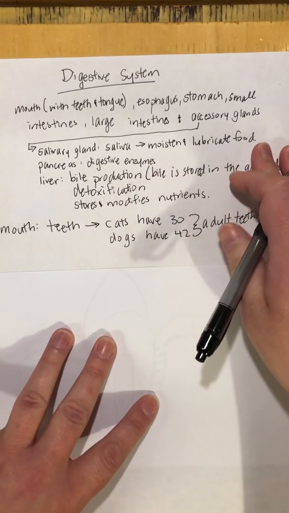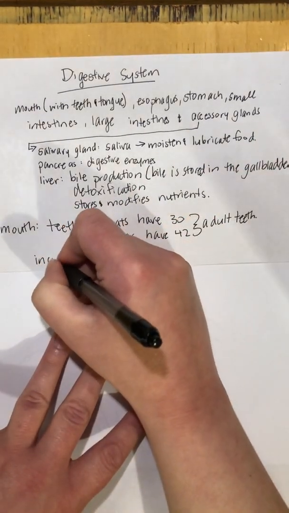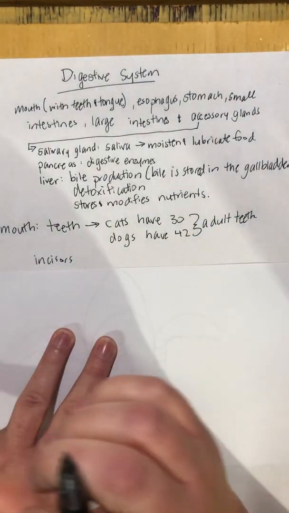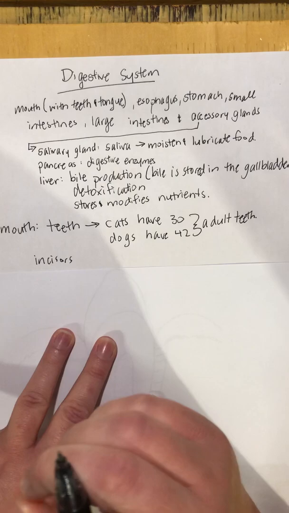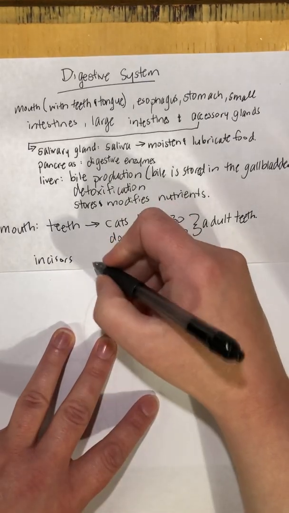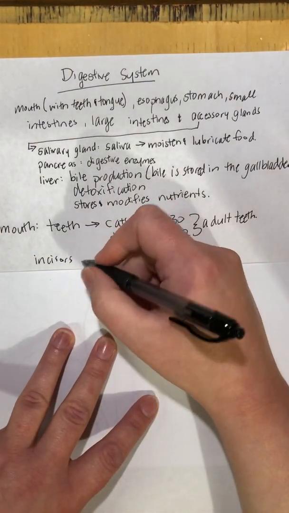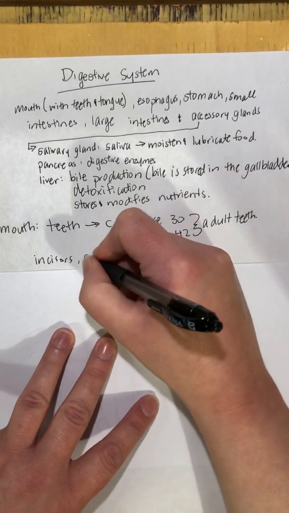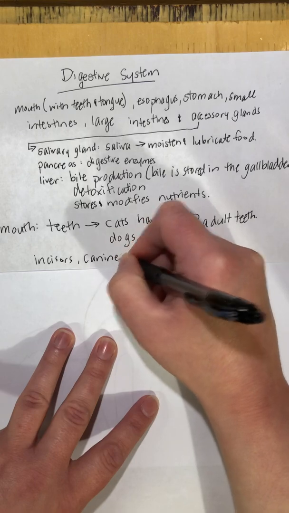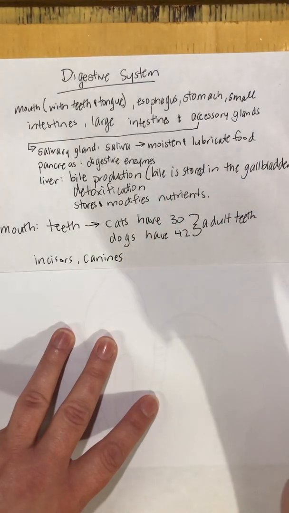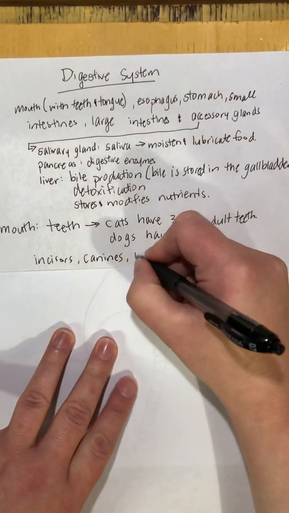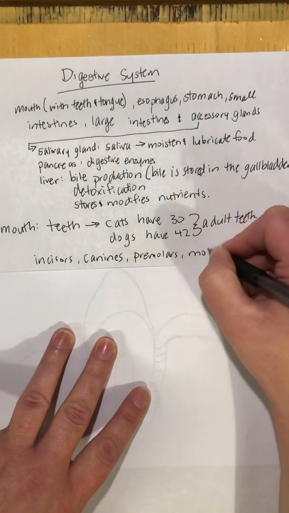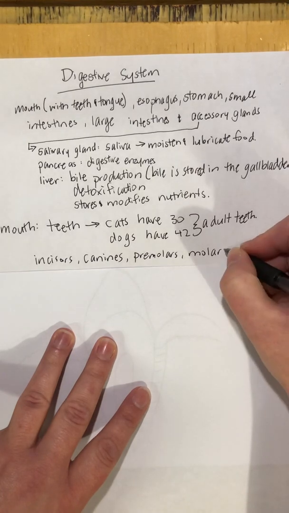There are 4 different types of teeth. There are the incisors, which are like the frontmost teeth. Those are used for biting, basically cutting. I think incisors kind of sounds like scissors, and for cutting food. There's the canines, and yes, they're called canines even if it's a cat and even if it's a human. There's premolars, and there's molars. So those are the 4 tooth types.